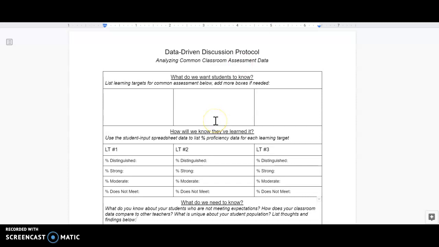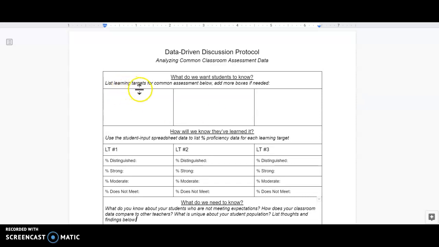And so starting with this discussion protocol, I started with what do we want students to know? This is based off of the common PLC questions that my school uses, and I know a lot of schools use. What do we want students to know? How will we know that they learned it? What do we do if they didn't learn it? And what do we do if they did? I modified it a little bit to fit this assignment better, but definitely still started with what do we want students to know.